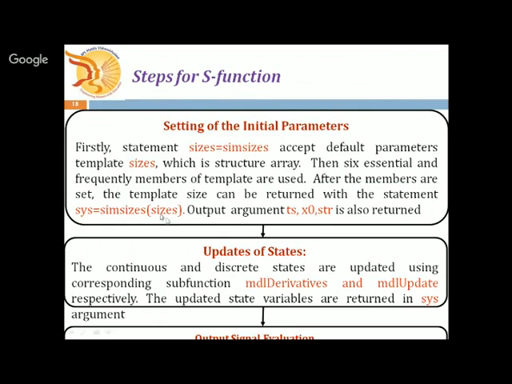Your output argument, the sizes argument is specified, and output argument str and ts are also returned. Then the continuous and discrete states are updated using the corresponding subfunctions mdlDerivatives and mdlUpdate respectively. The updated state variables are returned in the sys argument. And in step 3, output signal evaluation. The function mdlOutputs is called, and the output signal is returned in the argument sys.